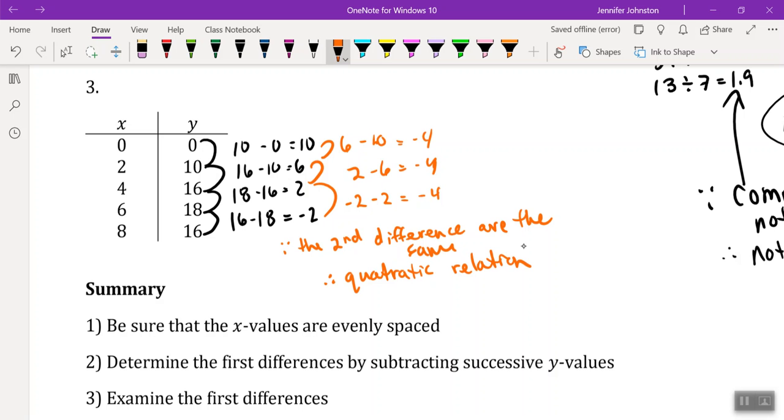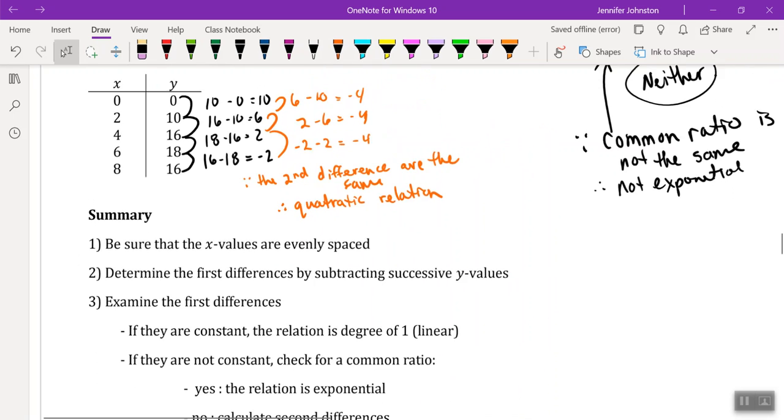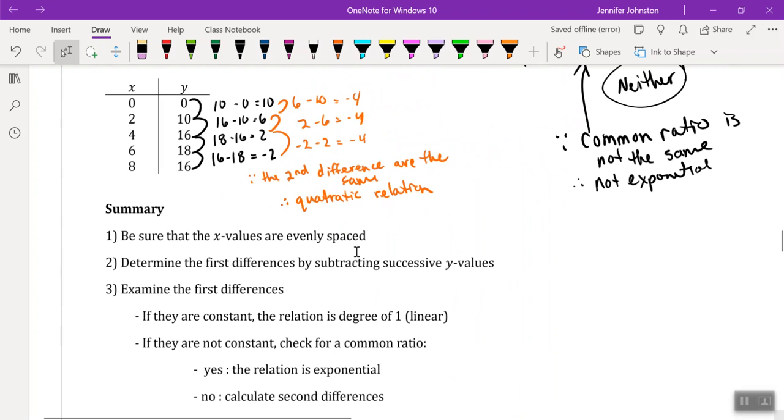All right, so a little summary right here. Be sure that your x values are going up in equal increments, so evenly spaced. Determine the first differences first by subtracting the y values. And if those aren't the same, then go ahead and try the common ratio.